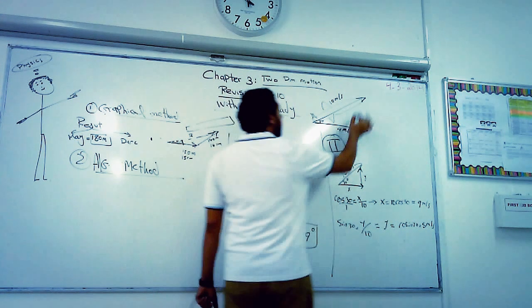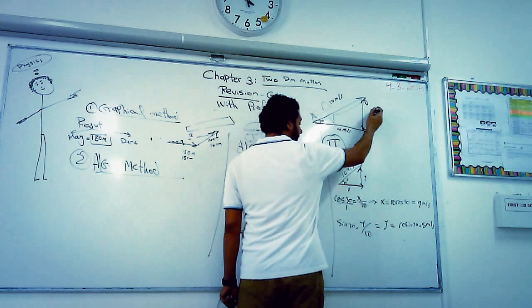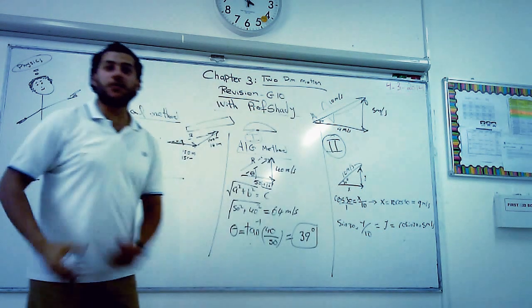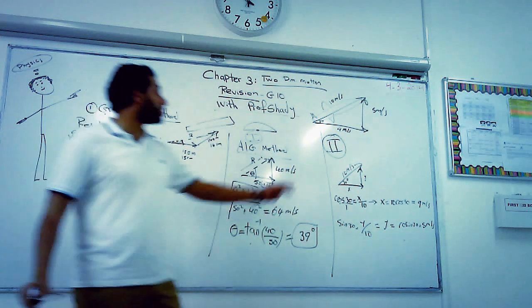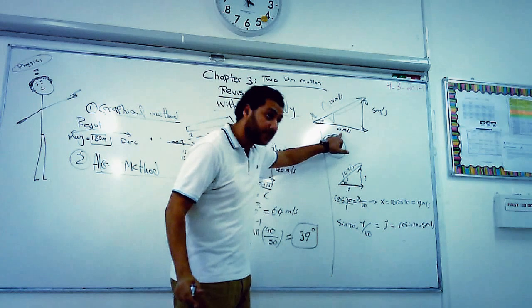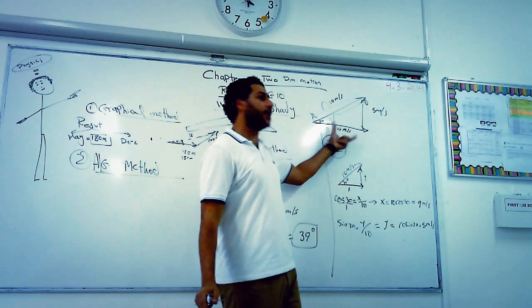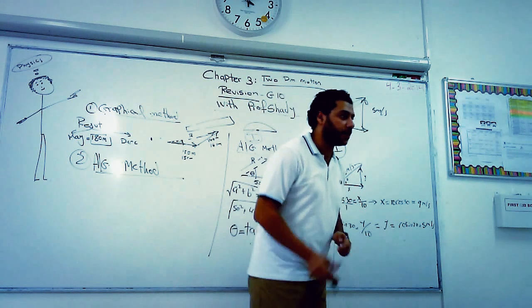And it flies upward at 5 meters per second. This is the meaning of the two-dimensional motion. This is the meaning of adjacent and opposite. This is the meaning of two components. You got the two components: the horizontal velocity and the vertical velocity.